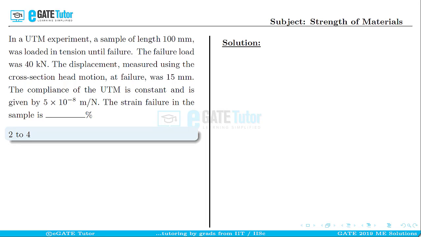This question is from strength of materials for 2 marks. In a UTM experiment, a sample of length 100 mm was loaded in tension until failure. The failure load was 40 kN. The displacement measured using the cross-section head motion at failure was 15 mm. The compliance of the UTM is constant and is given by 5 into 10 power minus 8 meter per Newton. The strain failure in the sample is.